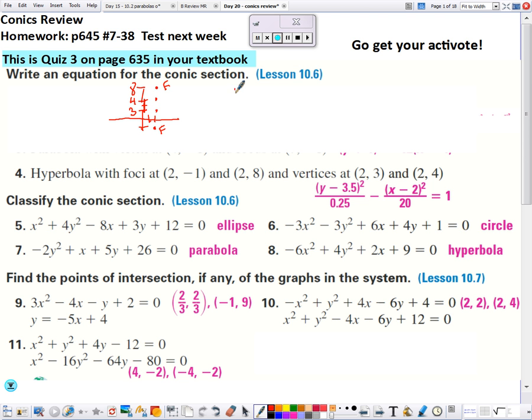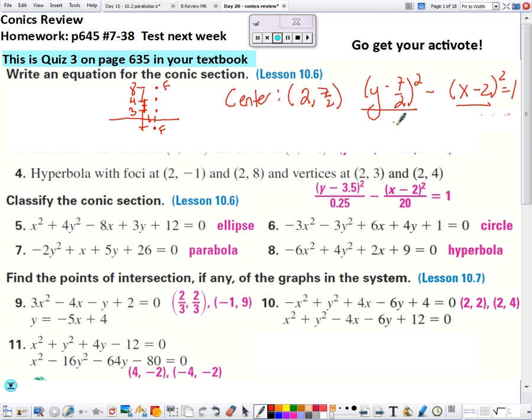Okay, so to find the center, it's the middle of the foci or the middle of the vertices. So I'm going to use the vertices. They're closer together. So that's going to be 2. Then I'm going to do 3 plus 4 divided by 2. And 7 divided by 2, that's the 3.5 here. Because this all lines up vertical, I know the y is the positive variable.